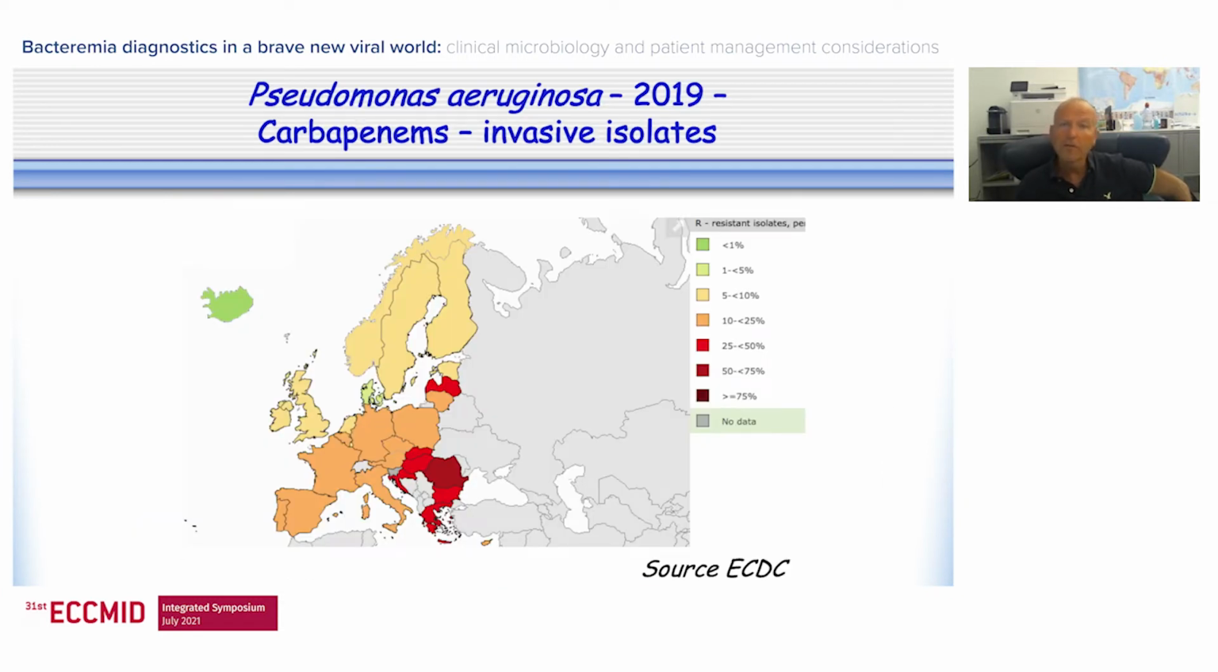Finally, let's have a look at Pseudomonas aeruginosa, still in 2019. Resistance to carbapenems with a collection of isolates corresponding to invasive infections. So you have here most countries with rates of resistance varying between 10 and 25%. You see here Portugal, Spain, France, Germany, Italy, Poland. But you also have countries where the percentage of resistance is reaching 50%.